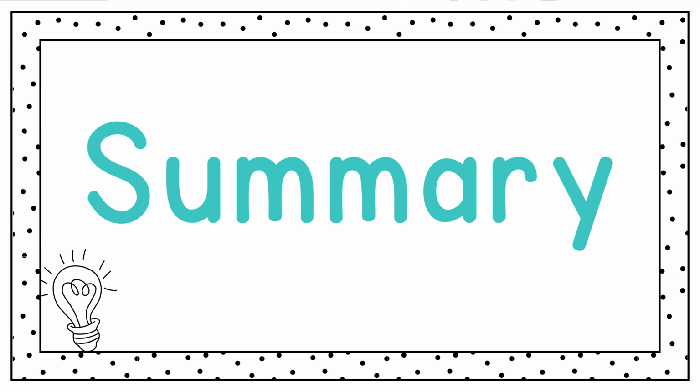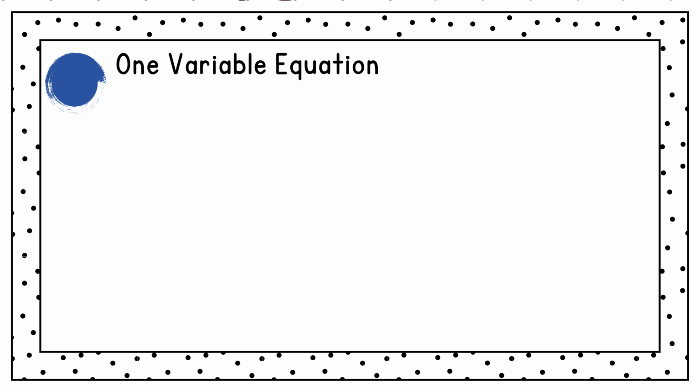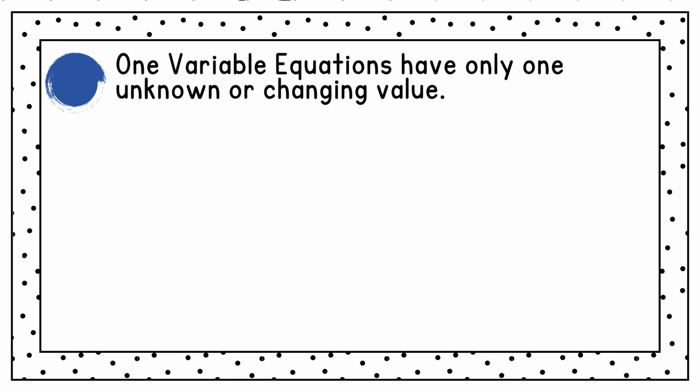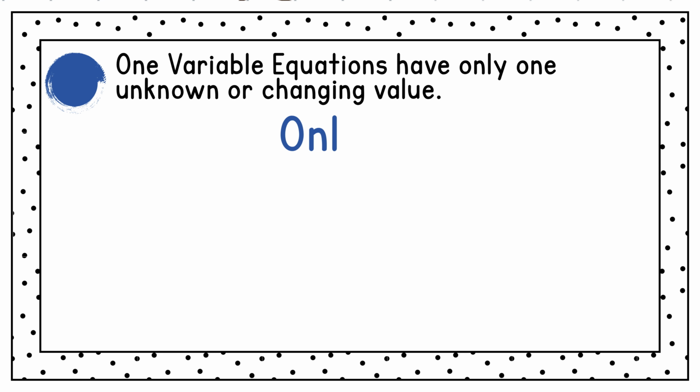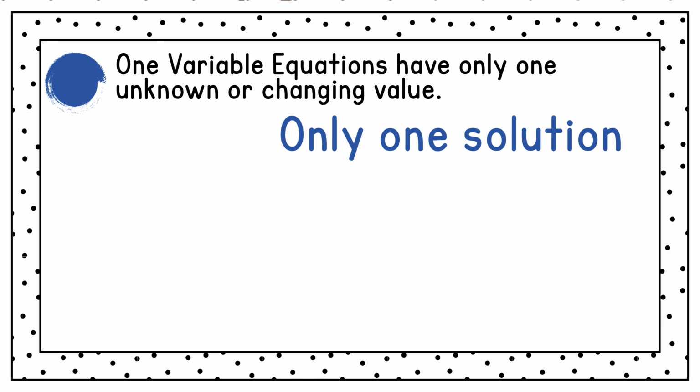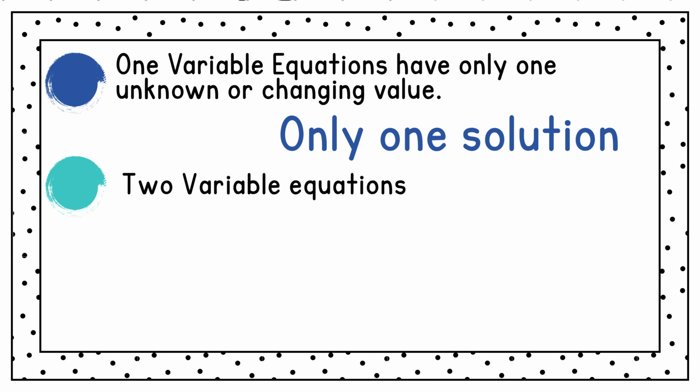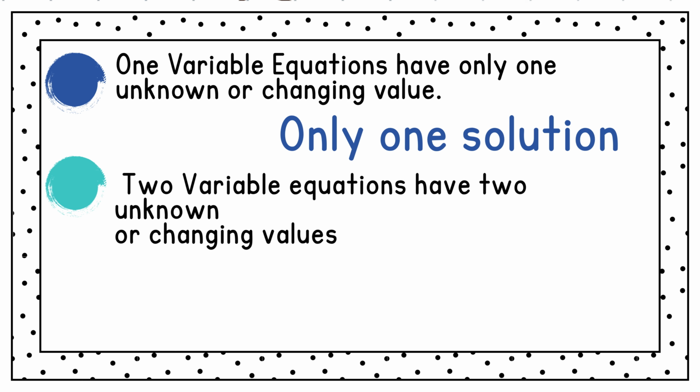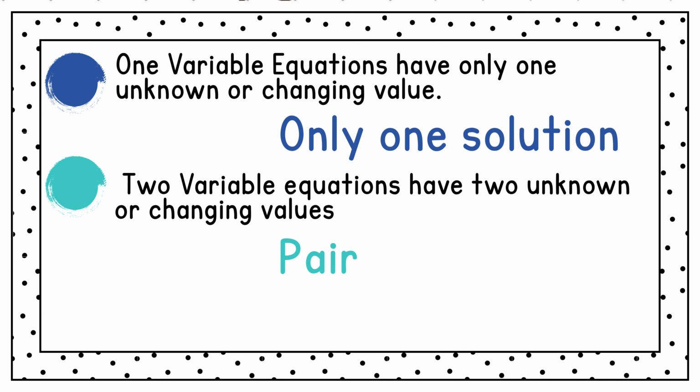Now let's summarize what we've learned. One variable equations have only one unknown or changing value. So this means they'll only have one solution. Two variable equations will have two unknown or changing values. So these will have pairs of solutions, and not just one. We'll have an infinite amount of pairs that will satisfy a two-variable equation.